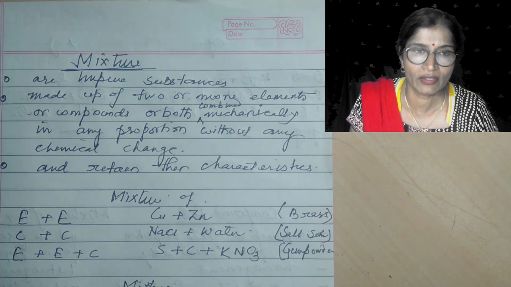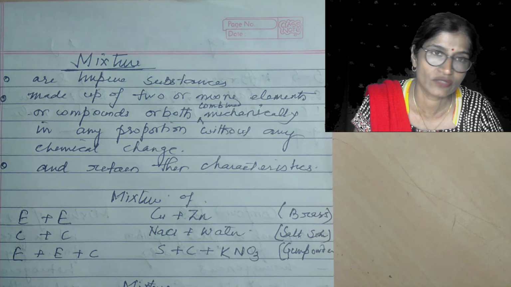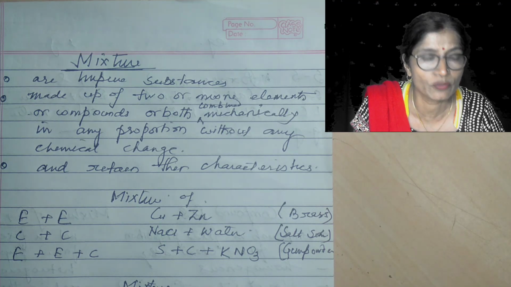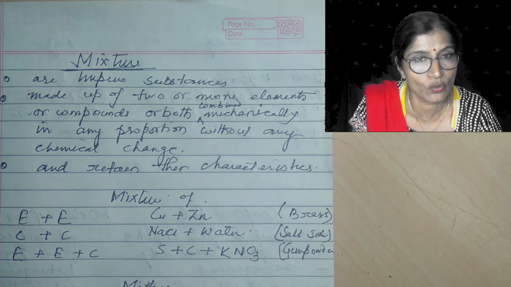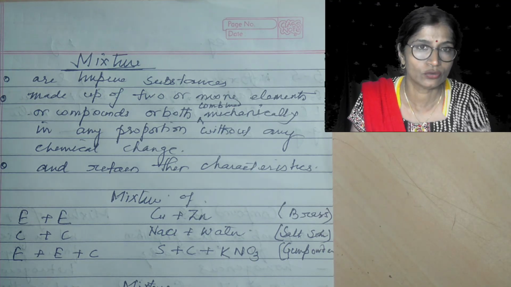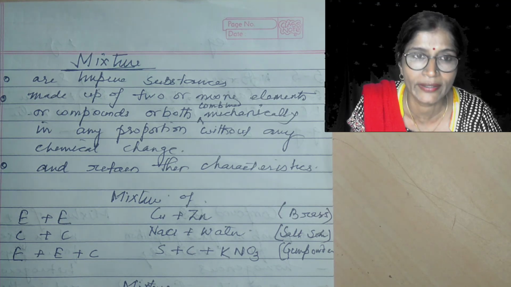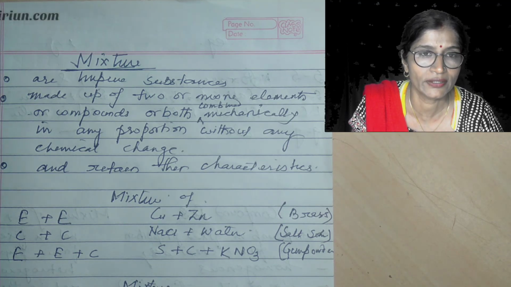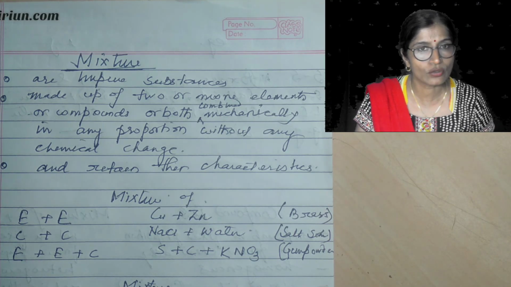Another example I am giving you, the sugar solution. Sugar solution is a mixture where sugar is mixed with water. You take 1 gram of sugar and 100 grams of water. It means it is in the ratio 1 is to 100. Then also a sugar solution is prepared. Or you can take 20 grams of sugar, 100 grams of water. At that time, they are in the ratio 20 is to 100, that is equal to 1 is to 5. So that is also a mixture.